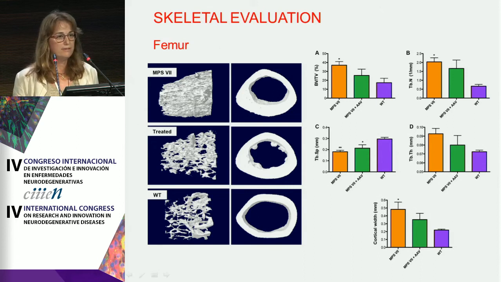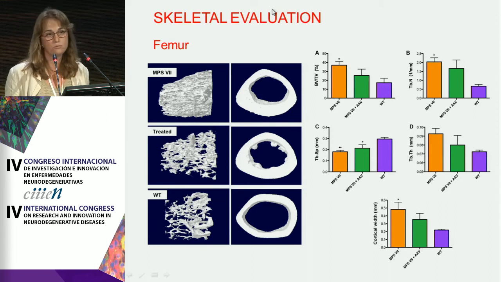Those are three-dimensional reconstructions of micro CT scans where we could see, in the femur, but we also see it in other bones like the vertebra, that the number and the thickness of the trabecula in the wild type are much lower. It's dramatically lower than in the MPS7 animal. And for the treated animals, we achieve an intermediate condition.